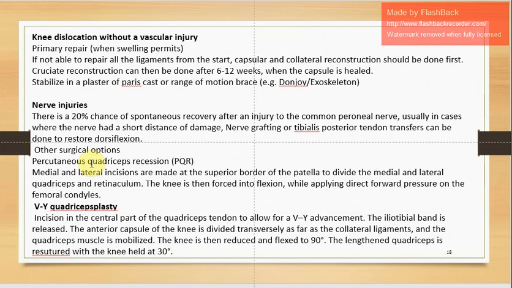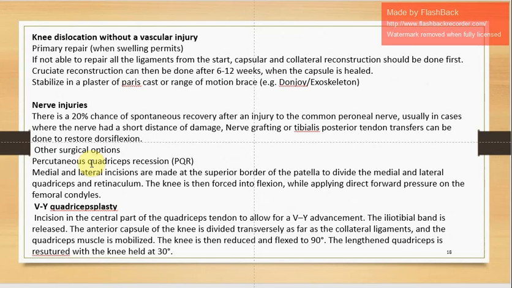If there is a nerve injury, there is a 20% chance of spontaneous recovery after an injury to the common peroneal nerve, usually in cases where the nerve has a short distance of damage. Nerve grafting or tibialis posterior tendon transfers can be done to restore dorsiflexion. Other surgical options are percutaneous quadriceps recession. Medial and lateral recessions are made at the superior border of the patella to divide the medial and lateral quadriceps and retinaculum.